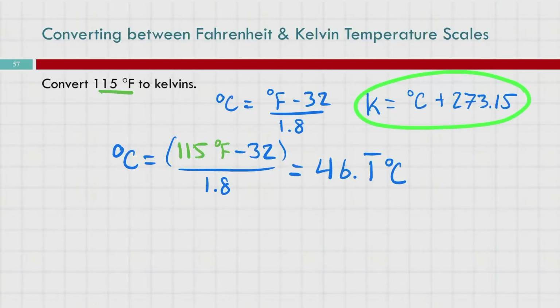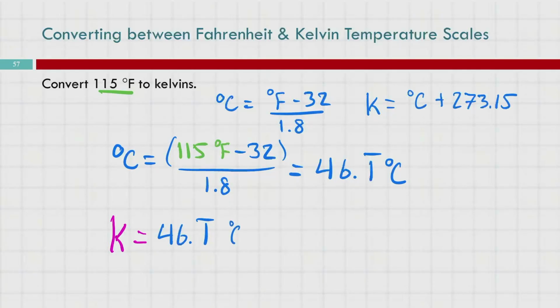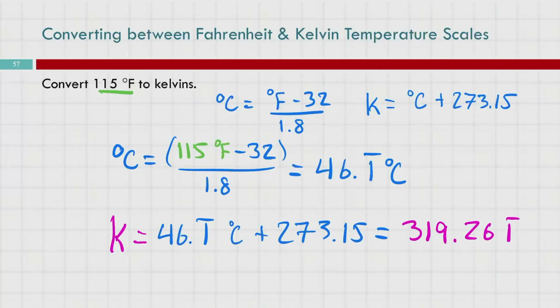Then we use our other equation. Kelvin equals that 46.1 repeating degrees Celsius plus 273.15 for a total of 319.261 repeating Kelvin. And we're not going to worry about significant figures for temperature problems because it's confusing. I would probably report this as 319 or 319.3.